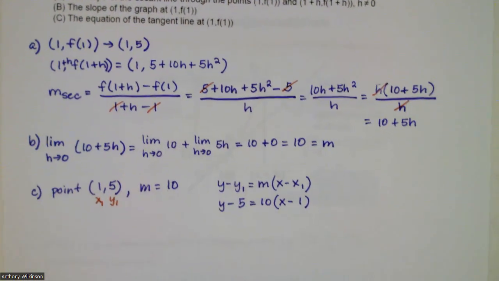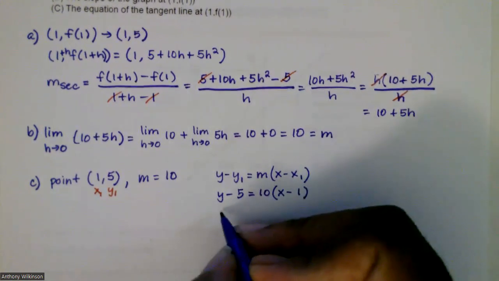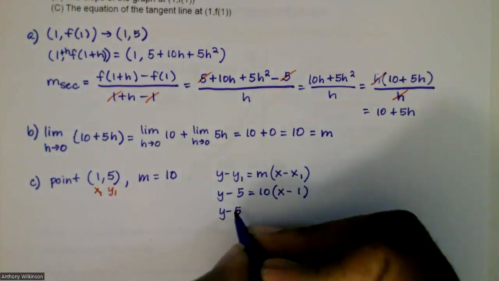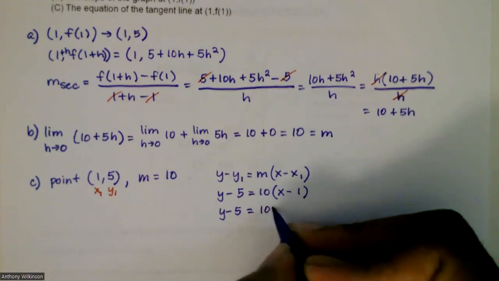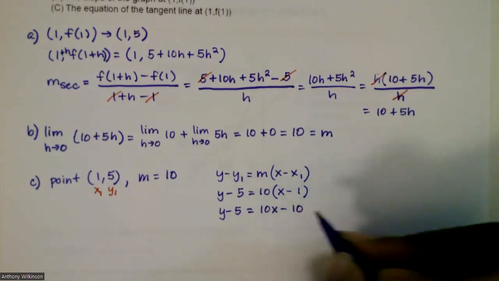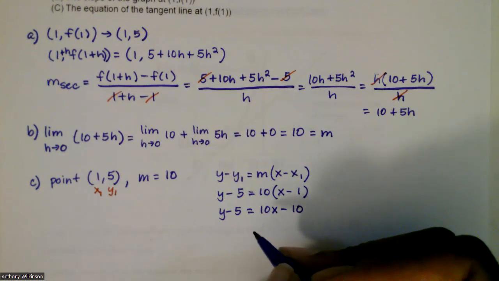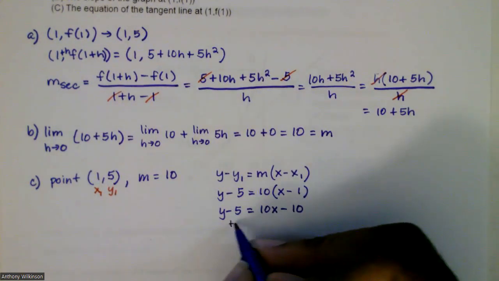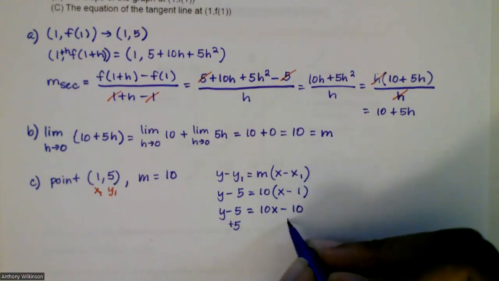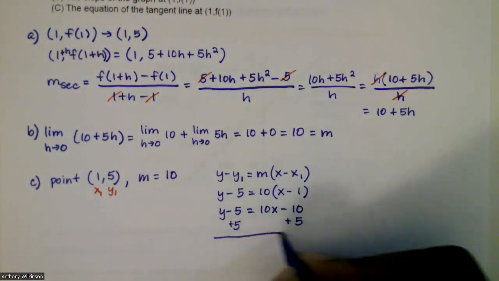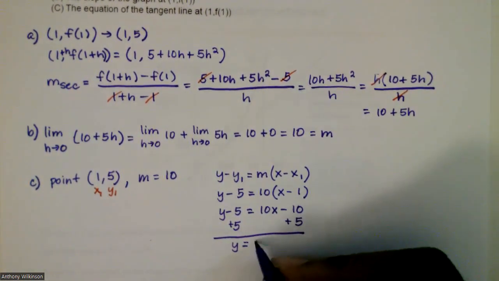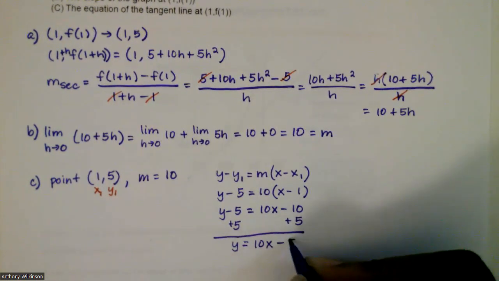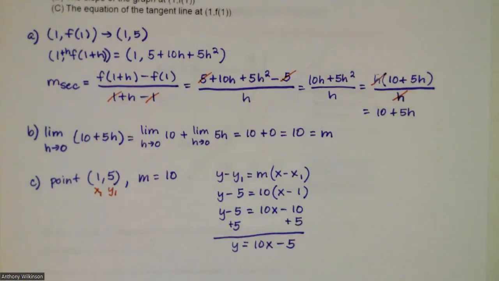And then we distribute the 10 over the x minus 1, we'll bring down y minus 5. The right side of the equation, 10 times x will be 10x, minus 10 times 1 will be 10. And then to solve this equation for y, we're going to add 5 to both sides. So that means we're going to have y is equal to 10x minus 5. Okay.